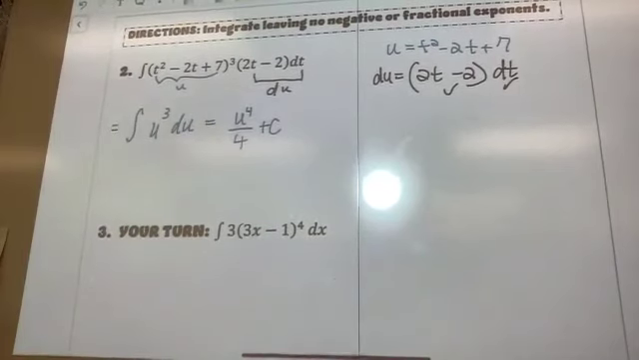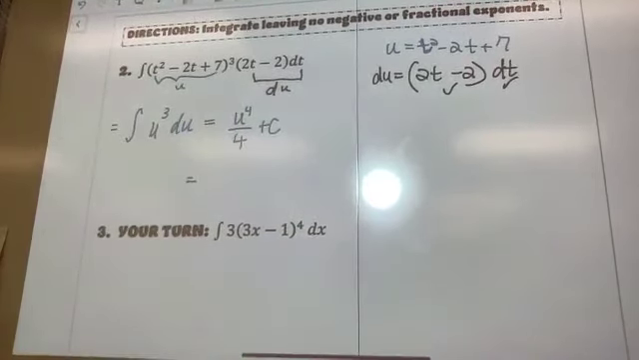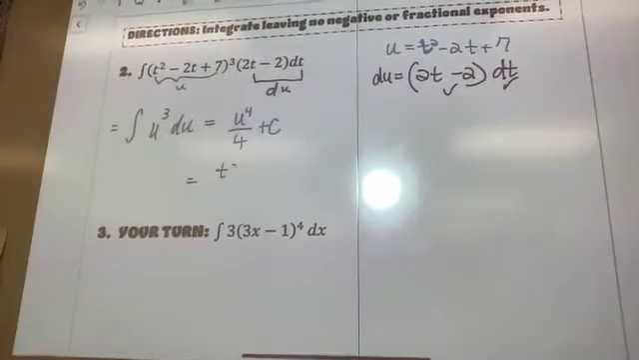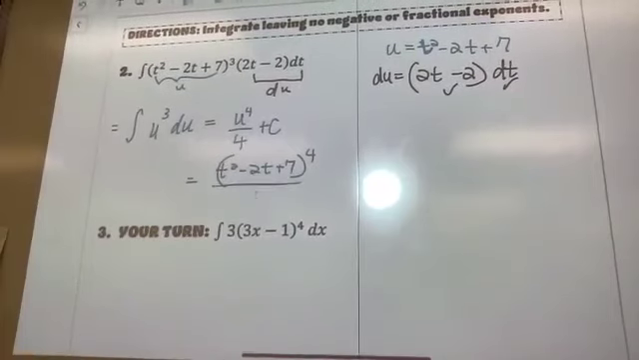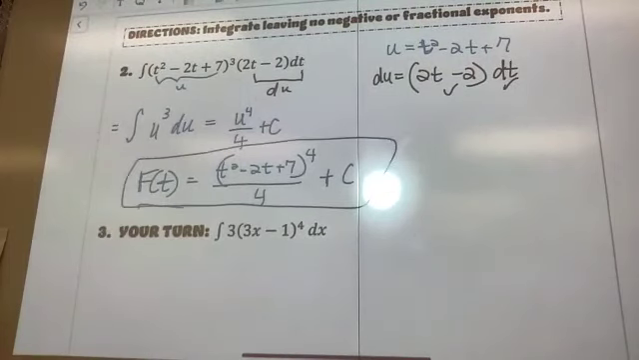Final answer, I have to plug in terms of t, right? I put the original variable that I was talking about. So it's going to be t squared minus 2t plus 7 quantity to the 4th over 4, or times 1/4, however you want to write it, plus c. That represents the original function, and that is f of t. Okay, boom. Questions for me?